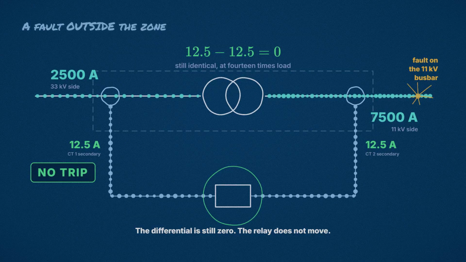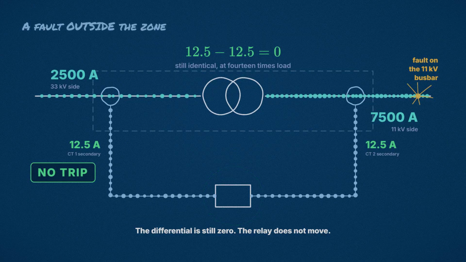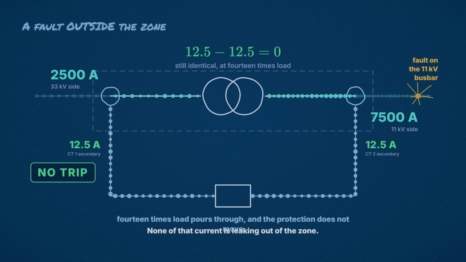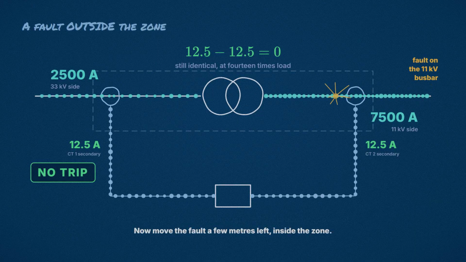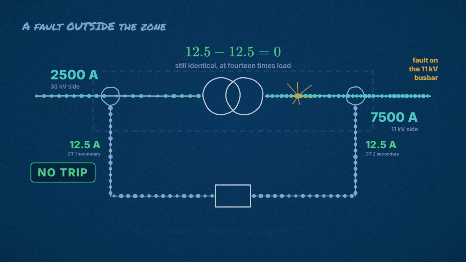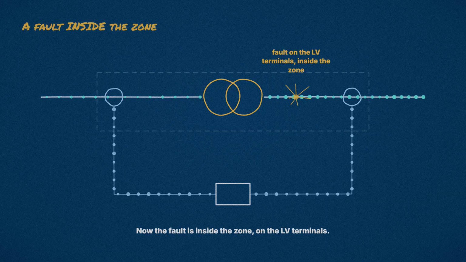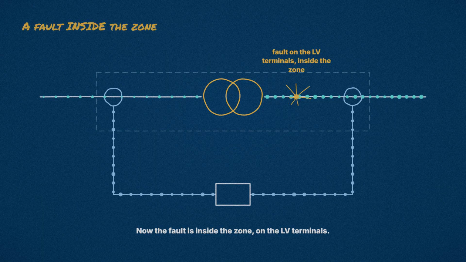That is the whole point. 14 times full load current is pouring through this transformer and the protection stays perfectly still because none of it is leaking out. Now move that fault a few meters to the left inside the zone. Now the fault is inside the zone on the low voltage terminals between the two current transformers.